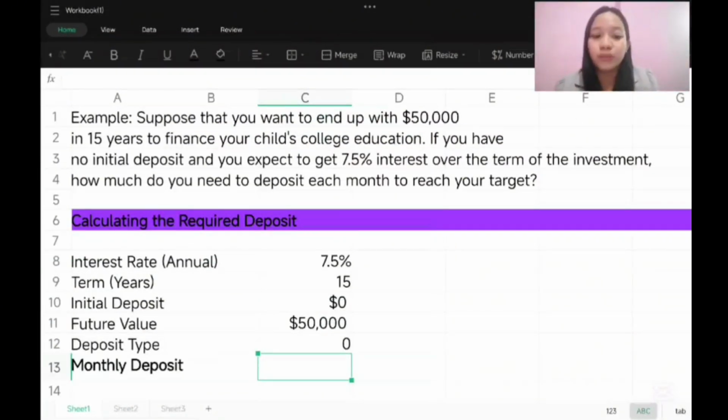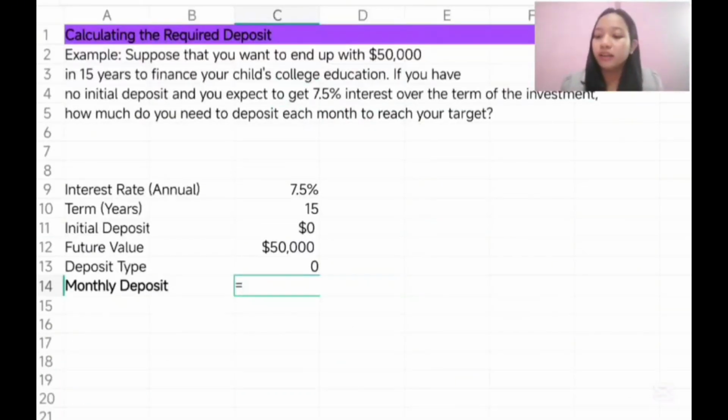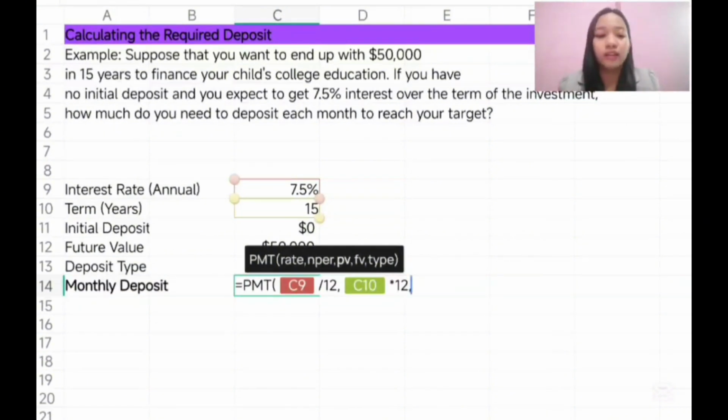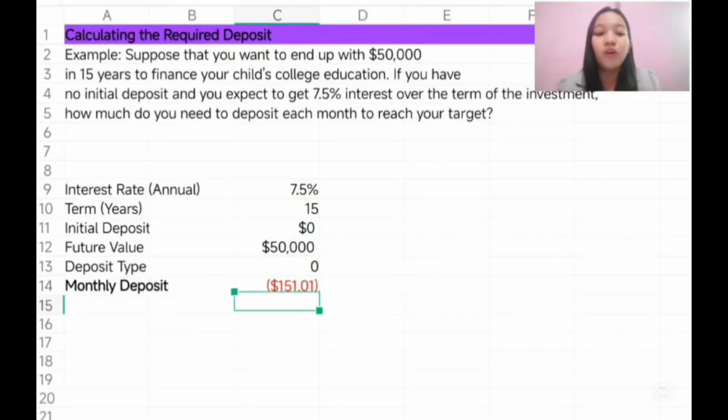Now, let's compute the monthly deposit. So we need to use our formula. Equal sign PMT, and our rate is 7.5% divided by 12, and then the N per is 15 times 12, and our initial deposit is 0, our future value is 50,000, and our deposit type is 0. So our monthly deposit is negative 151.01.